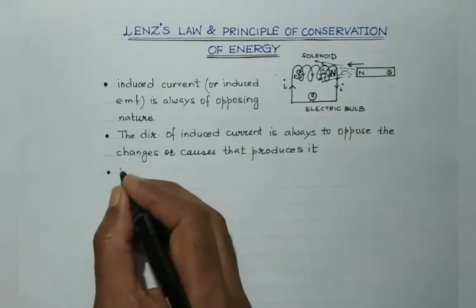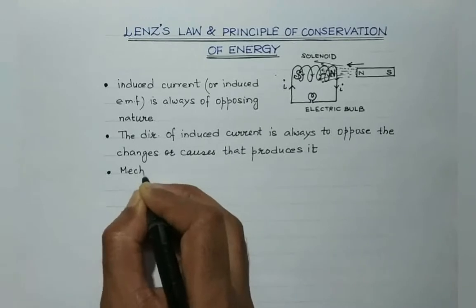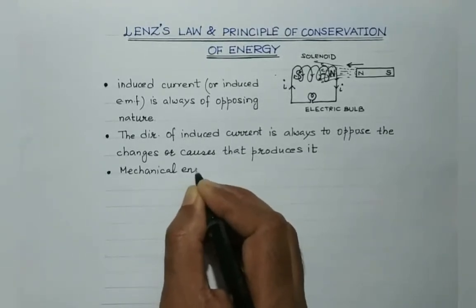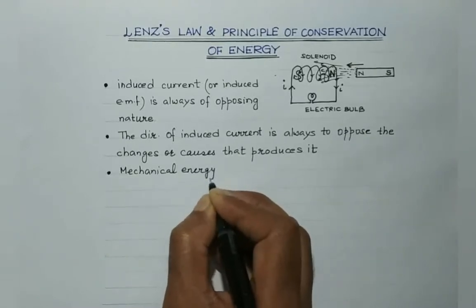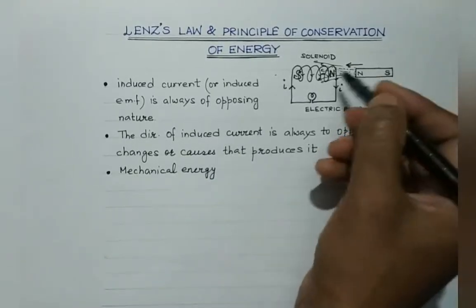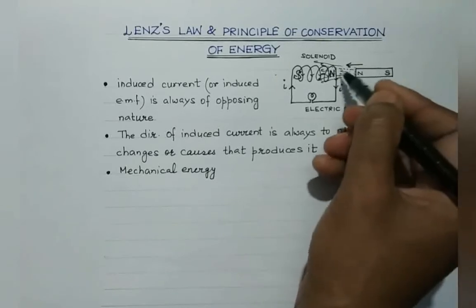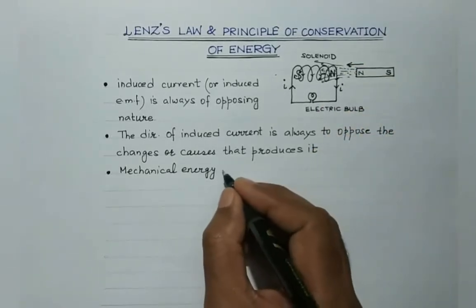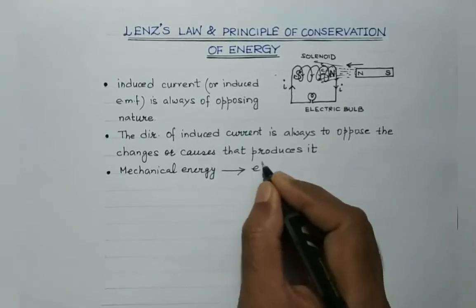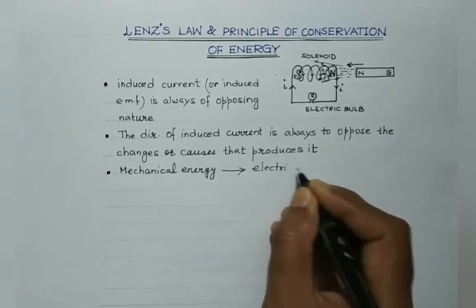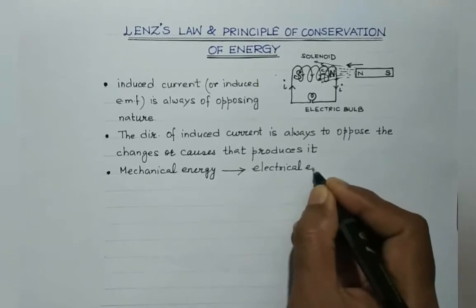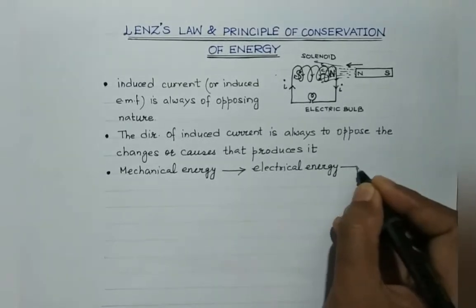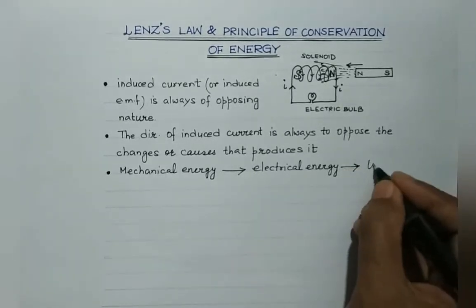So here, the mechanical energy performed by the agent in making the magnet move closer towards the solenoid against the magnetic force of repulsion gets converted into electrical energy, which further gets converted into light energy.